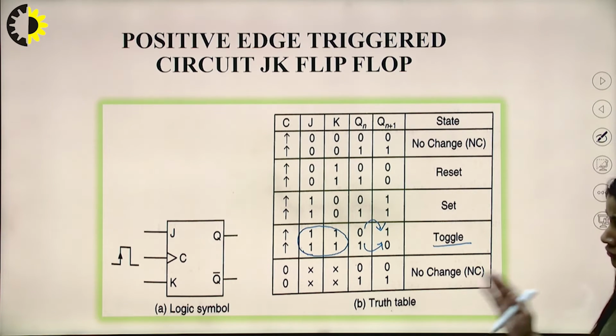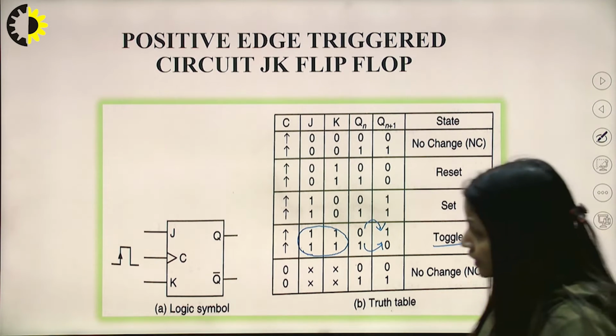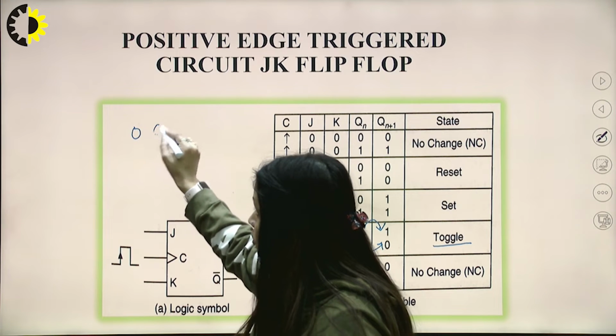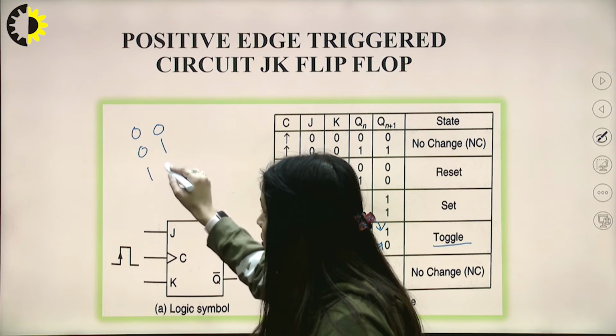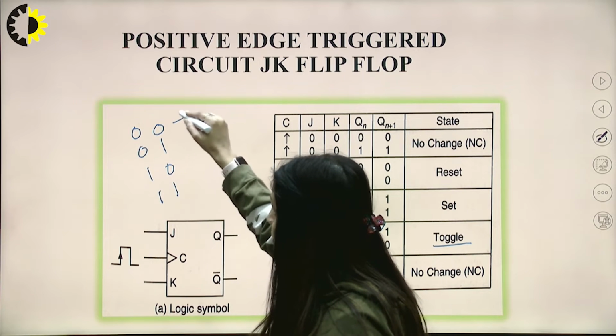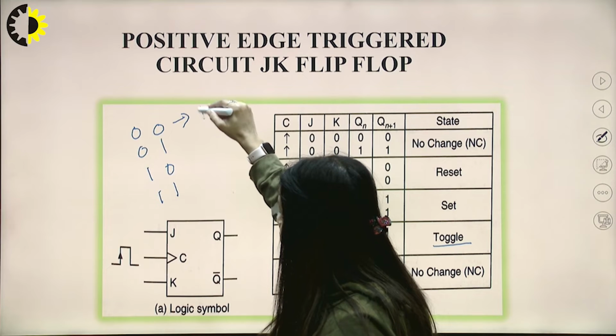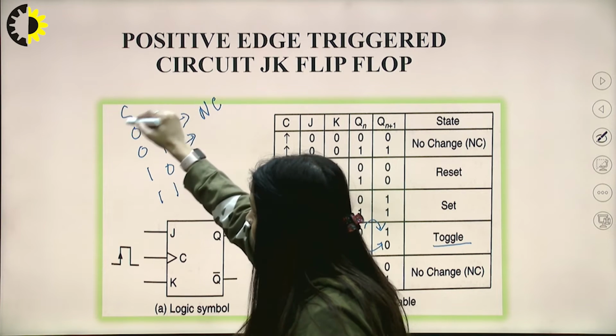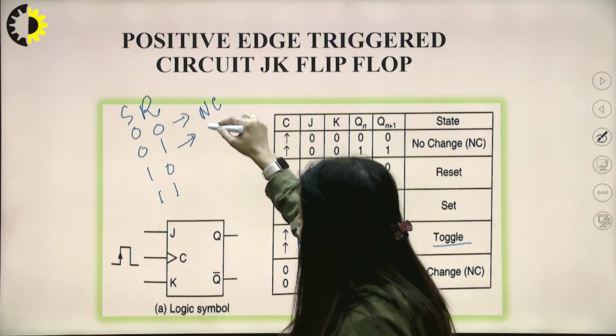There is a difference between SR and JK. There are 4 conditions, obviously 0 0, 0 1, 1 0, 1 1. This is the no change condition. This is for S and R. This is reset.